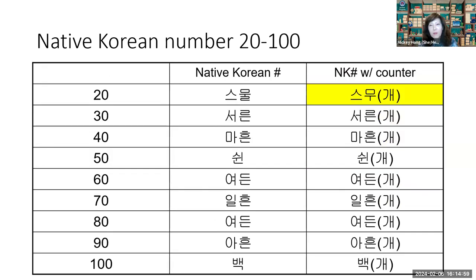25, 26. But then 1 through 4, 31 through 34, 41 through 44 would be 서른한개, 서른두개, 서른세개, 서른네개, and so forth. Okay.